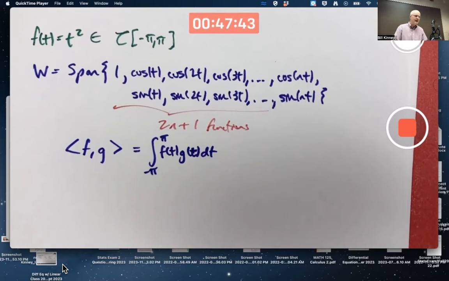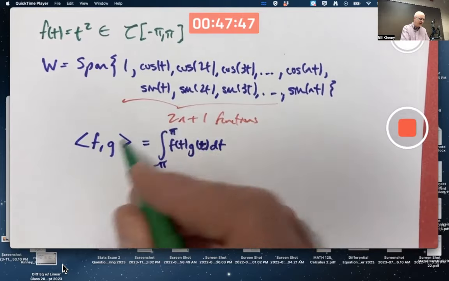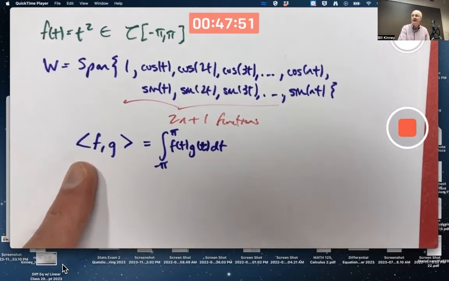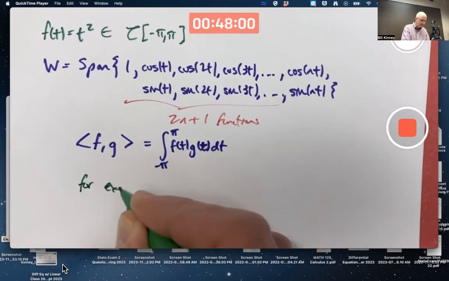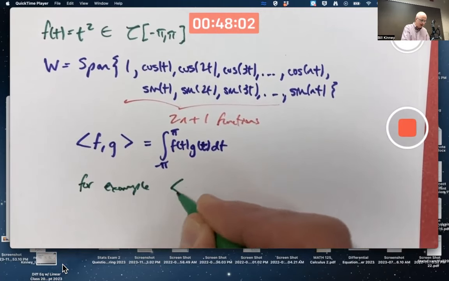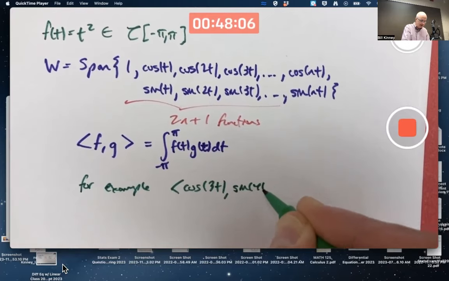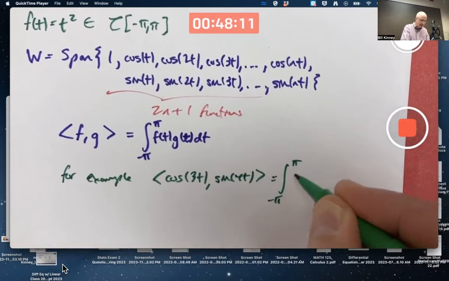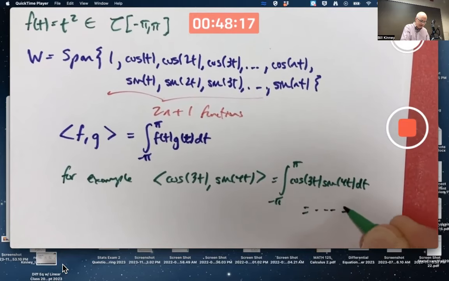How weird. So what does it mean that these are all mutually orthogonal? It means if you plug two distinct functions into this inner product and do the integral, you'll always get 0. For example, if I did cosine of 3t, sine of 4t, I won't actually do the integral. I'd have to do this integral. And it does turn out that that equals 0.